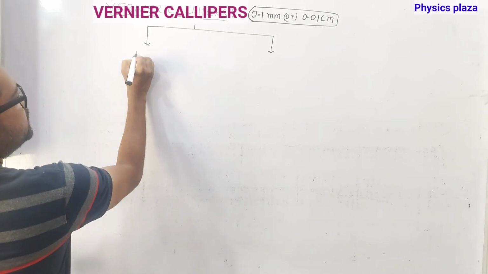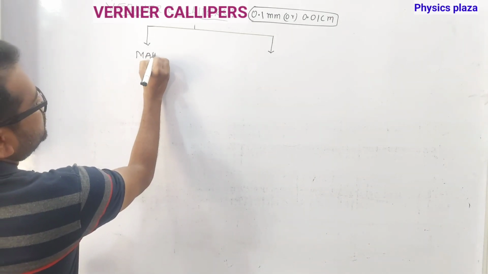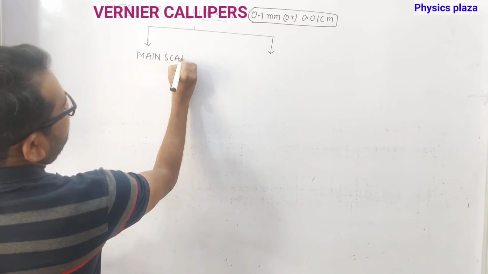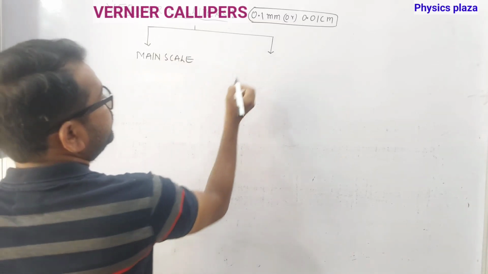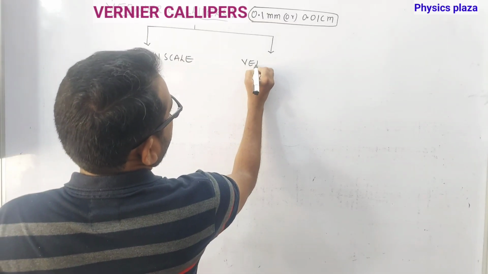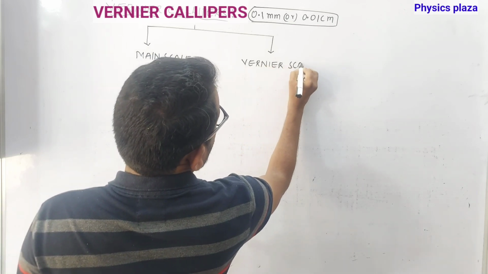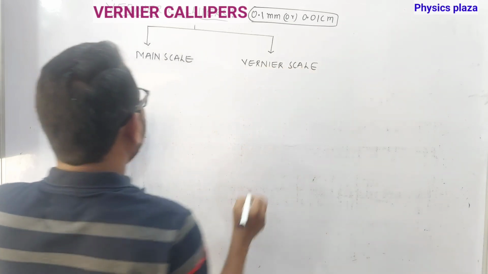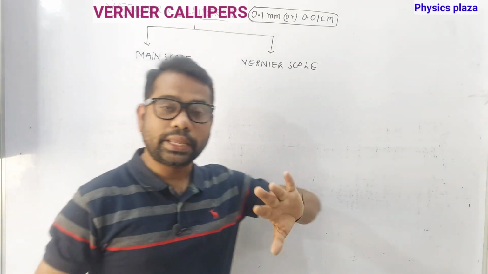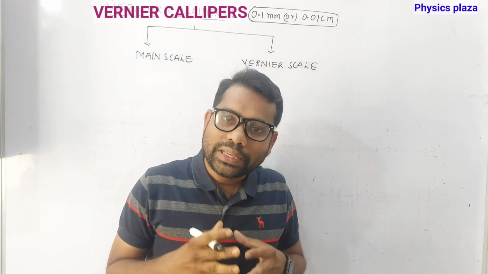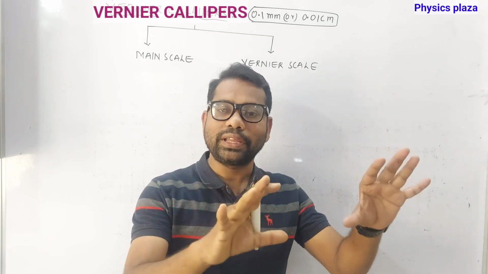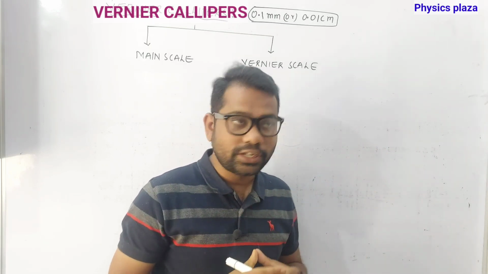So the first one is the main scale, children. The second one is the Vernier scale. Now let us see how this main scale and the Vernier scale are calibrated, so that it will be very easy for us to understand the Vernier constant and how it is calculated.